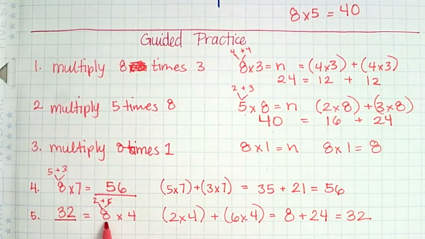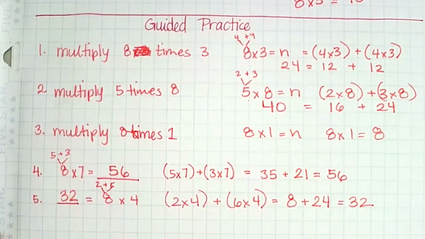Or I could have split it into two equal groups, 4 and 4. I know 4 times 4 is 16, plus another 16 will also give me 32.